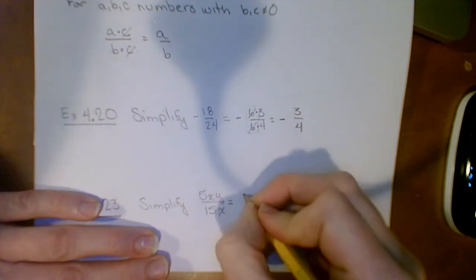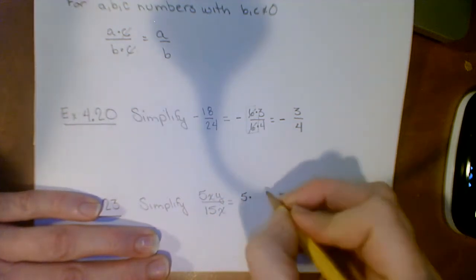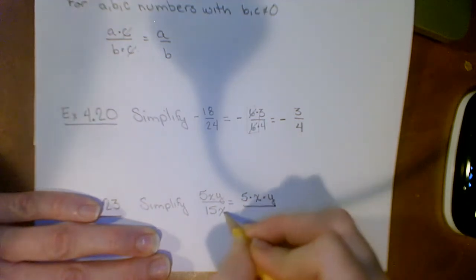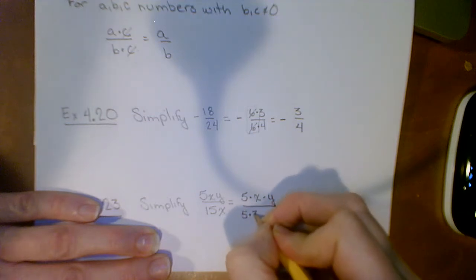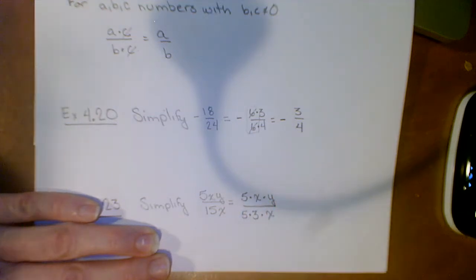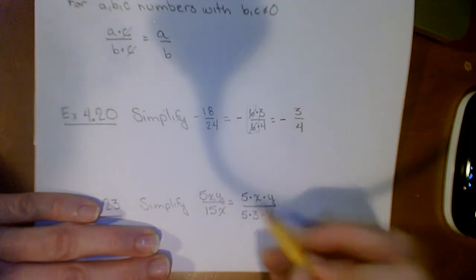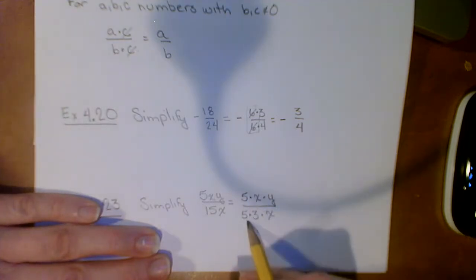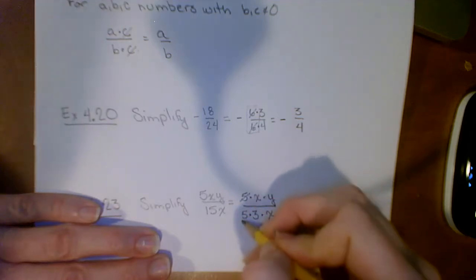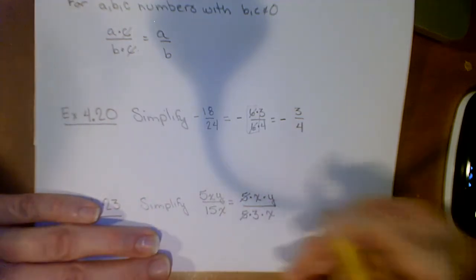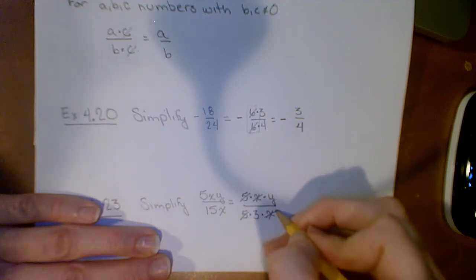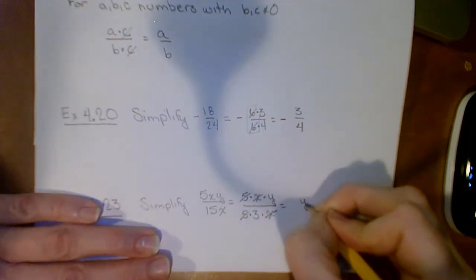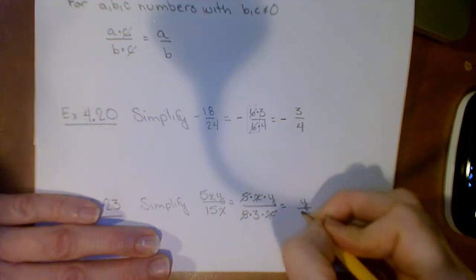So let me rewrite these so that I see all the factors. In the numerator, 5 times x times y. In the denominator, 15 could be written as 5 times 3, and then I have my times x. So now I'm going to notice that this is times 5 and times 5 in both the numerator and denominator. I can divide by 5, divide by 5. Same thing with the x's, times x, divide by x, divide by x. So now what I have left in the numerator is y, and what I have left in the denominator is just a 3.